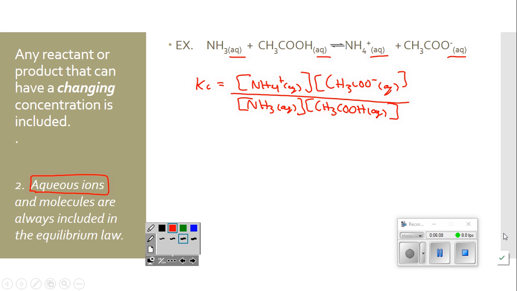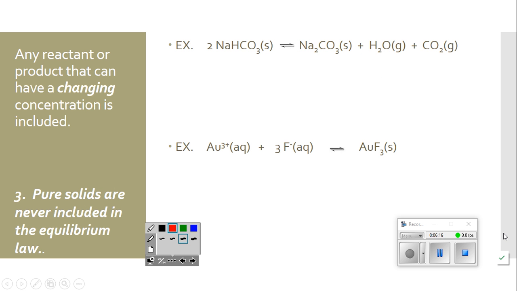Now the next thing is to show you some substances that do not get included. So pure solids are never included. I don't like to use the word never unless I mean it, so I mean never. You don't ever include them in the equilibrium law expression. So if something is solid, we're not going to include it in the equilibrium law expression. Doesn't mean it's not there, that it's not part of the reaction, but when we're talking about equilibrium in particular, it's not going to play in our calculation.